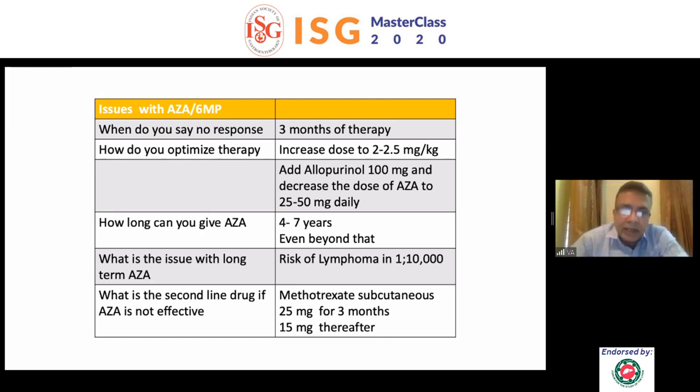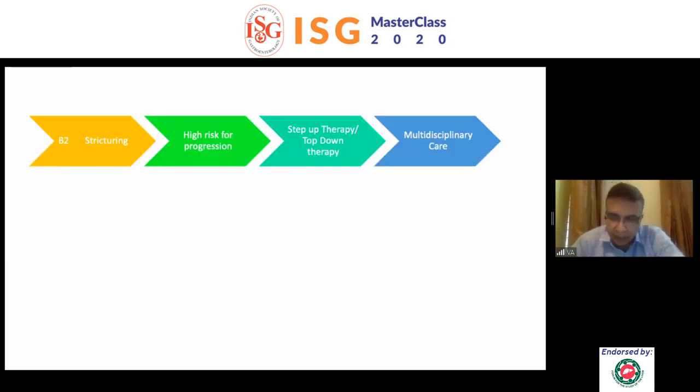What is the second line drug if azathioprine is not effective? It is effective in just 60% of cases, but that's a good number, but still 60%. Then in Crohn's disease, methotrexate also seems to be effective. So you can start methotrexate subcutaneous, 25 milligrams for 3 months, and thereafter give 15 milligrams.